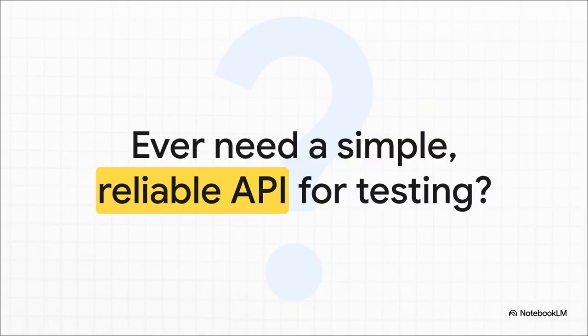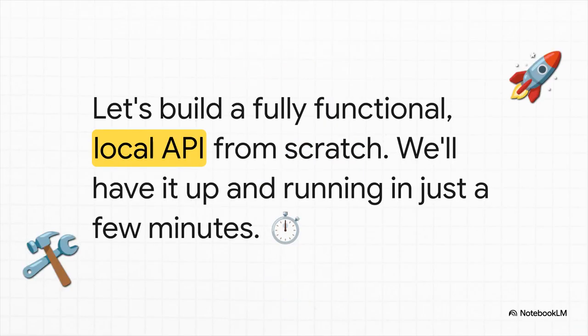You know that feeling, right? You're in the zone, trying to test something, and the public API you're relying on is down, or it's slow, or you hit some crazy rate limit. It can just stop your entire workflow cold. So frustrating. Well, the solution is actually pretty simple. We just build our own. And I'm not kidding, we are going to create a fully functional local API right from scratch and have it up and running in, seriously, under 5 minutes.